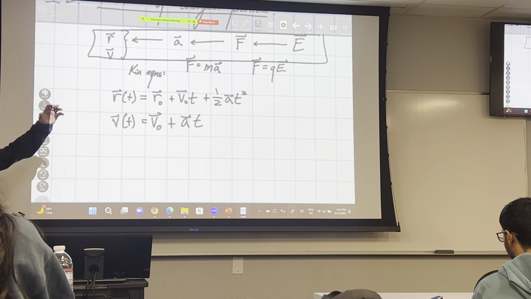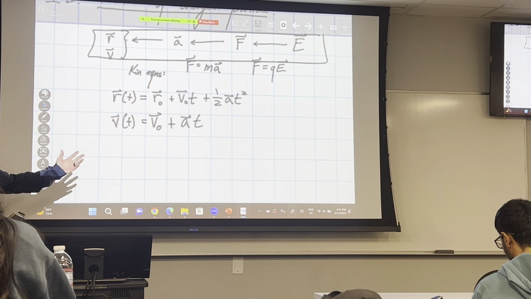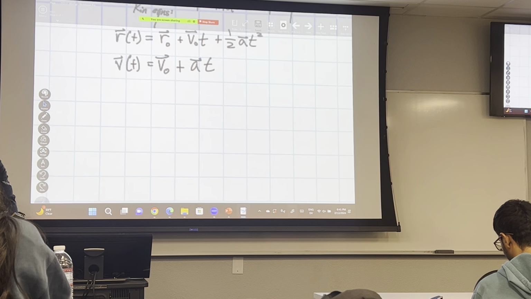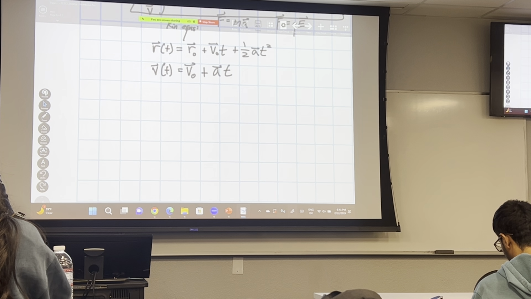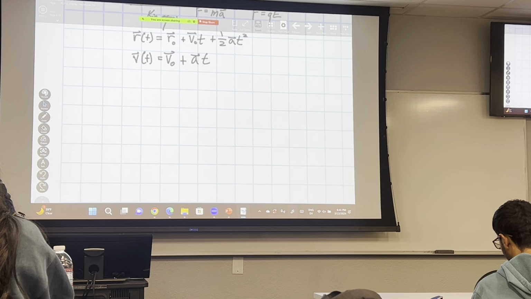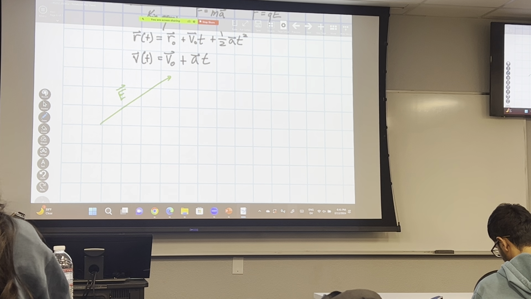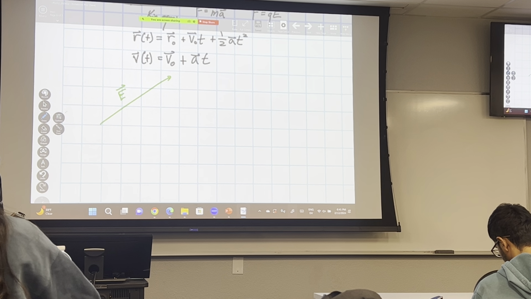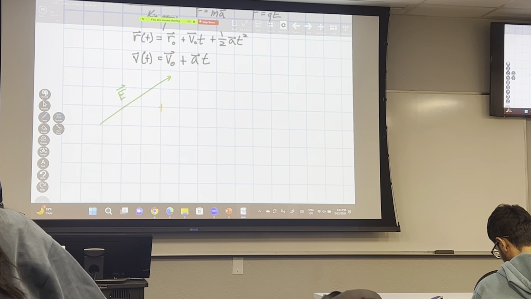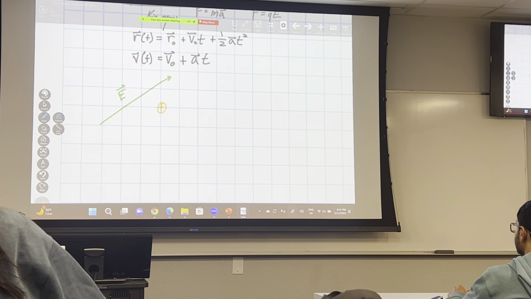Now, unfortunately, before we actually apply this in an example, I do have to cover one additional bullet point, and that is regarding the directionality. So let's say there's an electric field in this direction. And in this electric field, we put a positive charge. Which direction is it going to go?